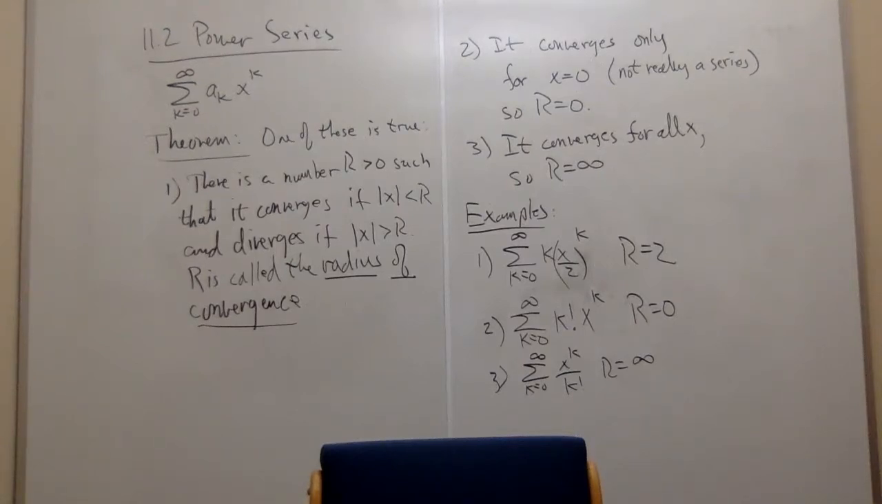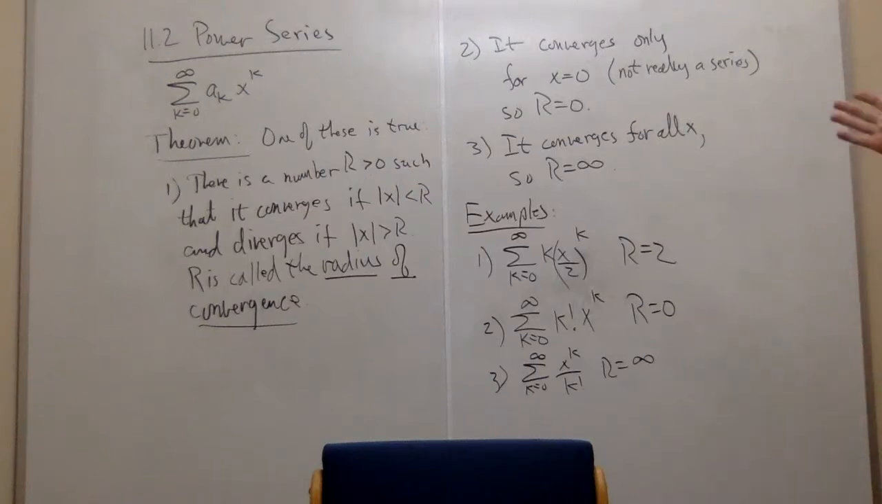The first one is there is a positive number r so that the series converges if the absolute value of x is less than r, that is, x is between negative r and r, and it diverges if x is bigger than r or less than negative r. And when that r exists, this is the first case, remember, we call it the radius of convergence.